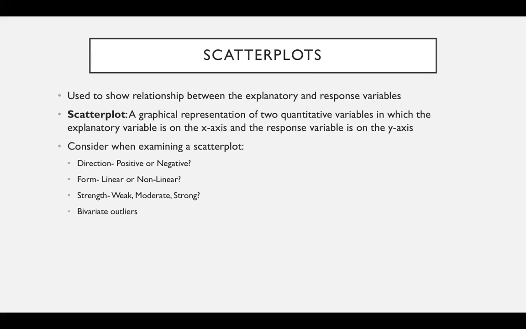So these are some things that you can consider when examining a scatter plot. You can look at the direction of the scatter plot, if it's positive or negative. The linear relationship between the two variables is positive when both increase together. In other words, as values of x get larger, the values of y get larger as well.